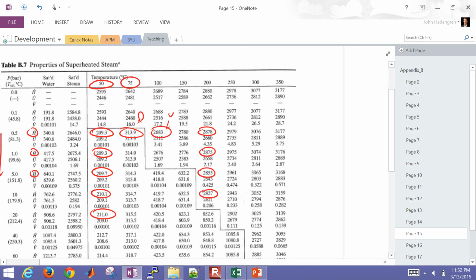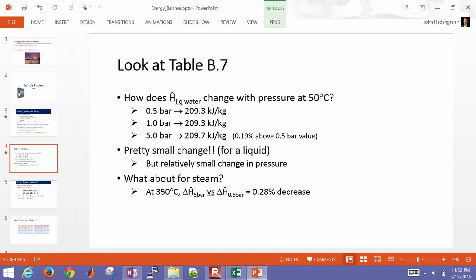So I just want to make the point that enthalpy is a function of pressure and temperature, but it's mostly a function of temperature. It's the strongest function of temperature.